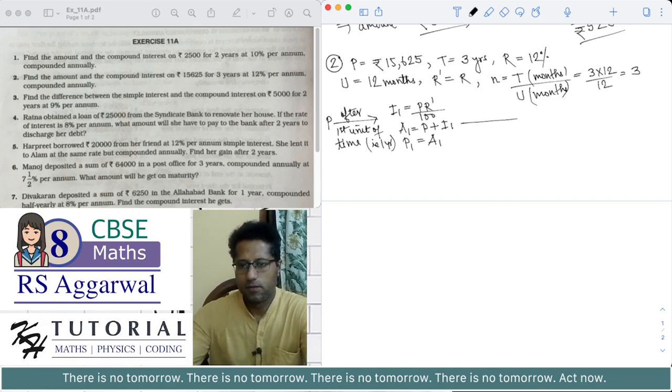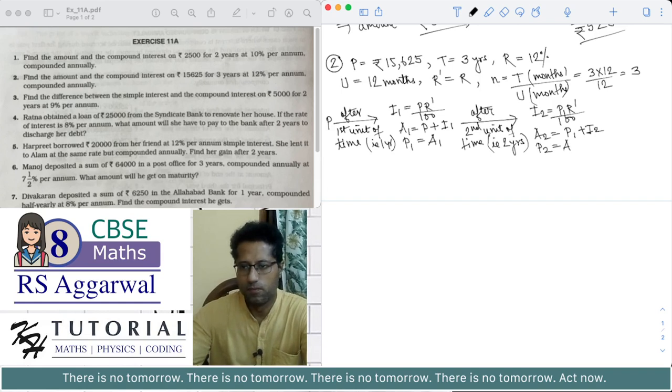Again, after second unit of time, that is 2 years, we have I2, the interest, which will be equal to P1 R dash by 100. Amount A2 will be equal to P1 plus I2, and P2 will be equal to A2.